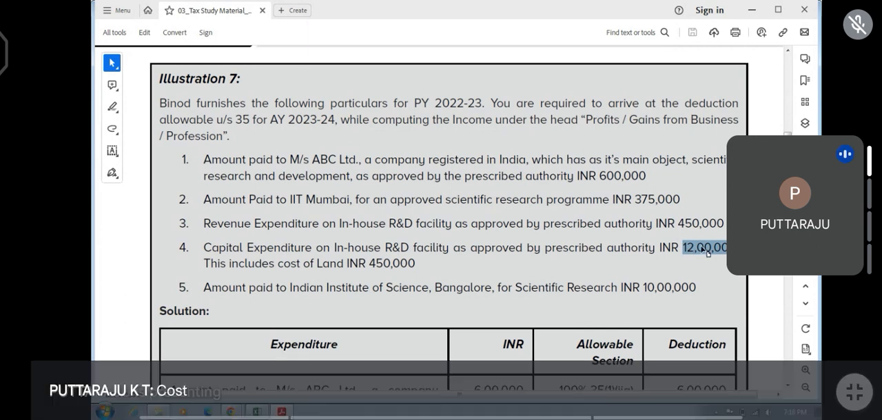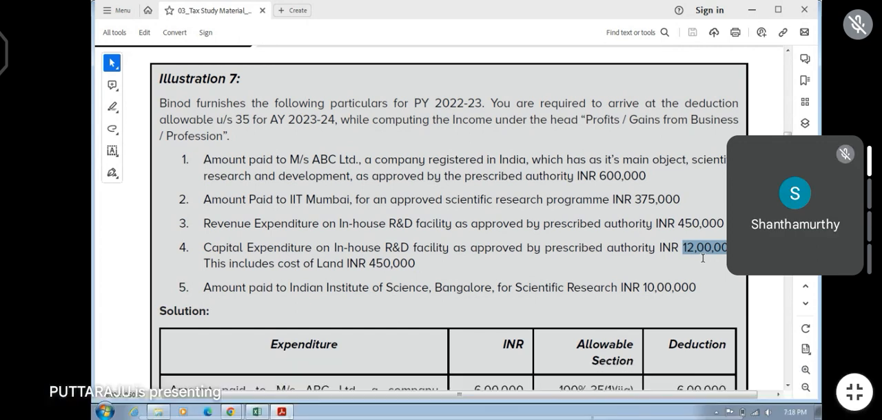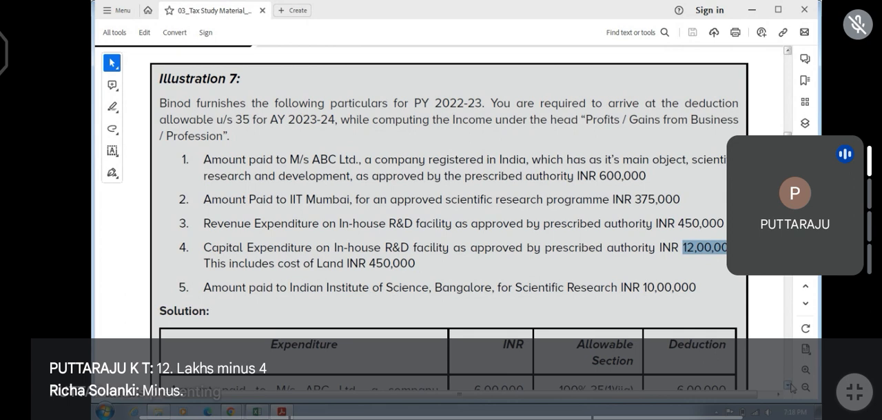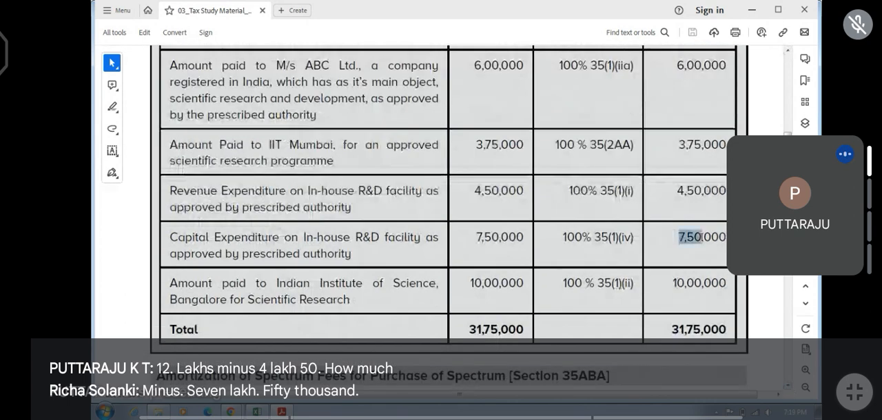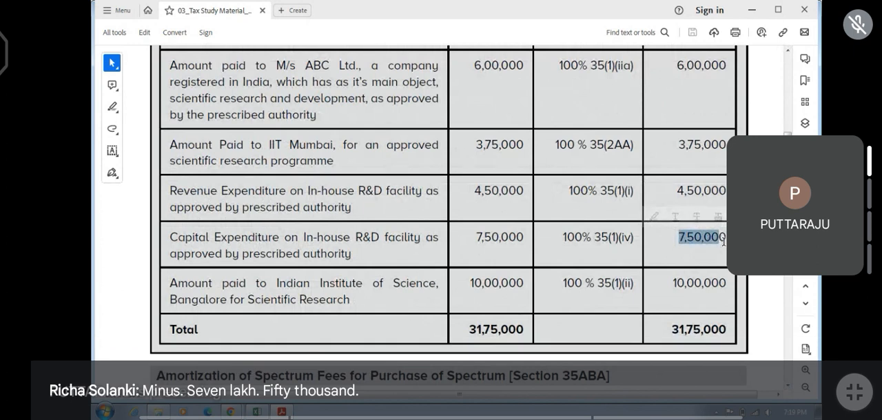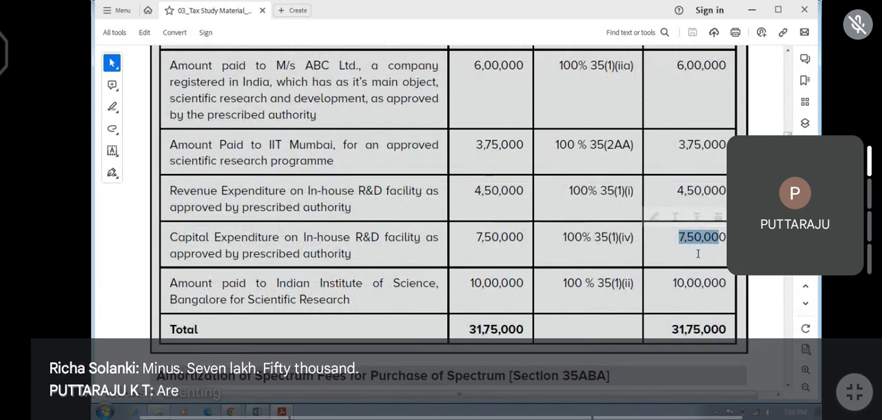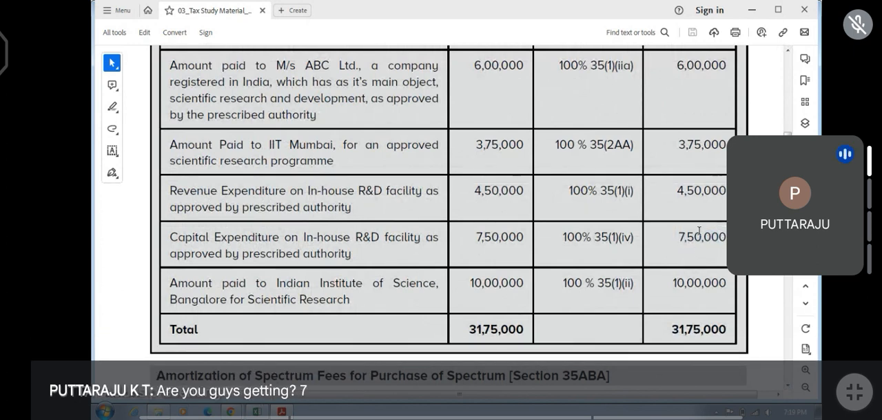Cost of land included in this means what you need to do? Subtract: 12 lakhs minus 4,50,000, how much? 7,50,000. Are you guys getting? 7,50,000 deduct.